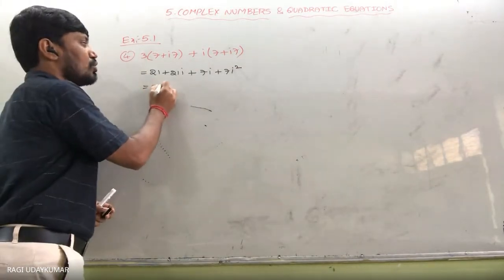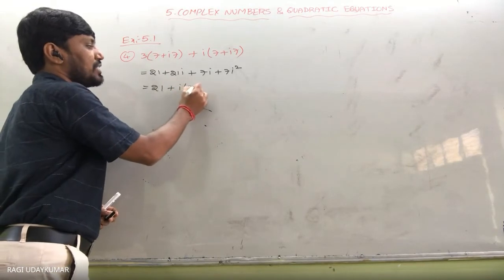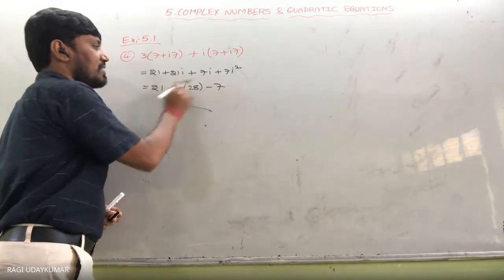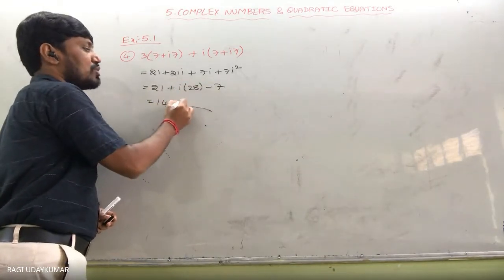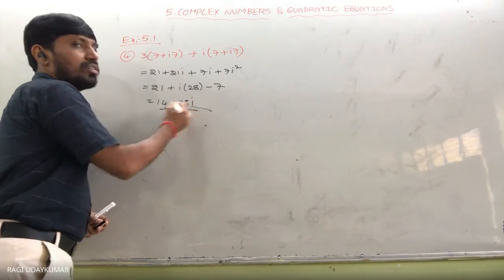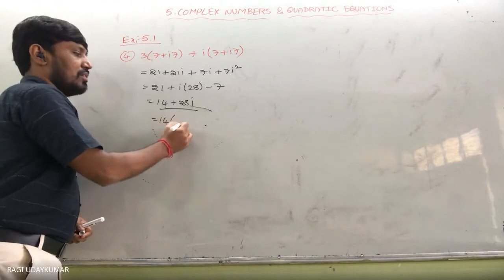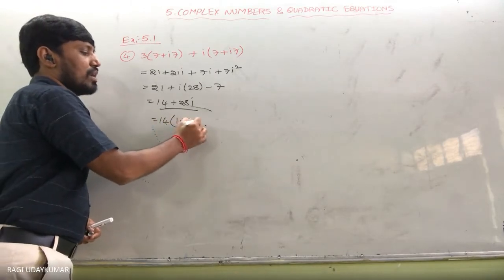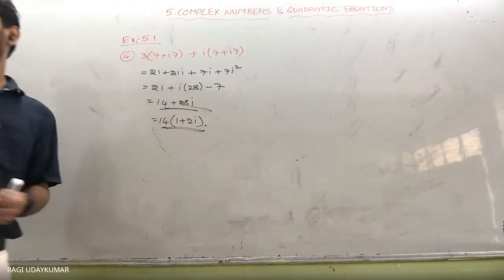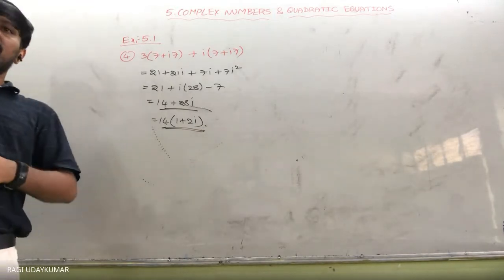So which is equals to 21 plus i into 28 minus 7. 21 से 7 subtract करो. So 14 plus 28i. If you want, you can take the 14 common also. What do you get here? 1 plus 2i. Like this also. It's not wrong if you write like that.